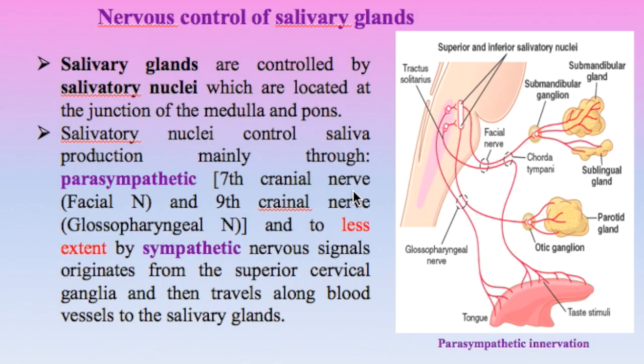Nervous control of the salivary gland. Salivary glands are controlled by the salivary nuclei, which are located at the junction of the medulla and the pons, and these salivary nuclei control the salivary glands majorly by the parasympathetic fibers, which pass through the facial nerve, the 7th cranial nerve, and through the ninth cranial nerve, which is the glossopharyngeal nerve, and also to a lesser extent by the sympathetic fibers, which originate from the superior cervical ganglia and travel along the blood vessels to the salivary gland.